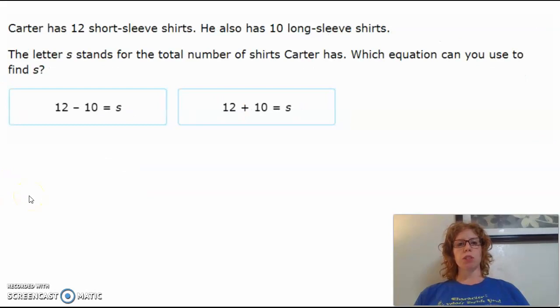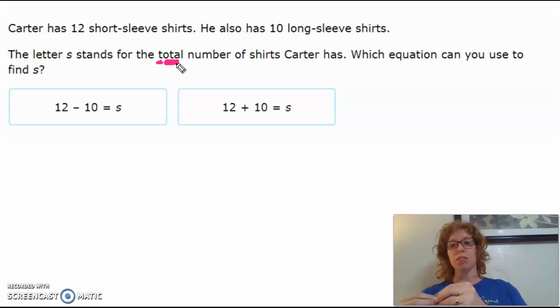Carter has 12 short sleeve shirts. He also has 10 long sleeve shirts. The letter S stands for the total number of shirts Carter has. Which equation can you use to find S? So S is how many shirts Carter has. And we are trying to find the total number of shirts he has. So our amount of shirts is what? It's getting bigger if we're trying to find the total amount of something. So we are either using multiplication or we're using addition because our amount is getting bigger.